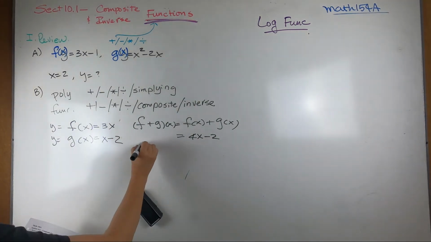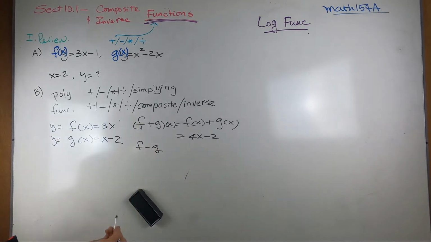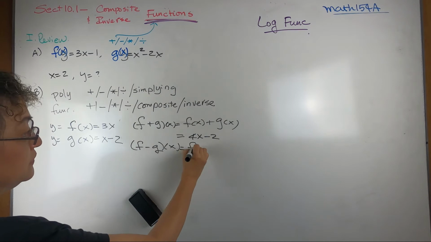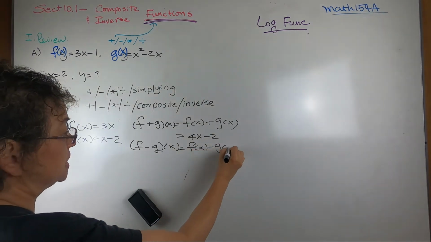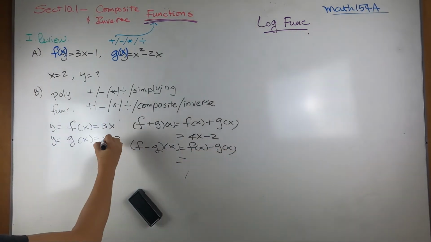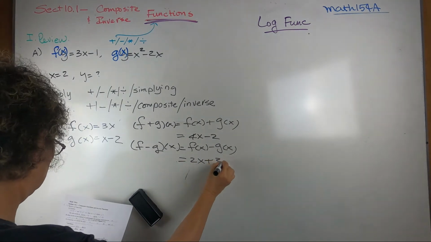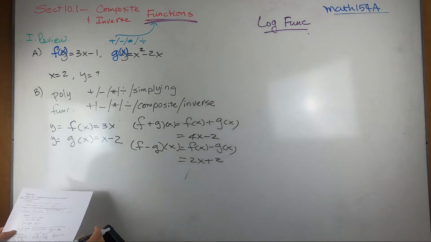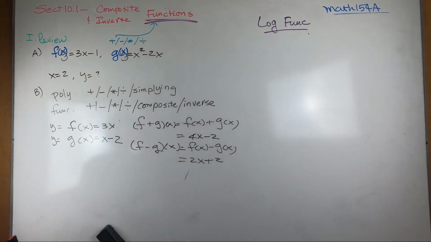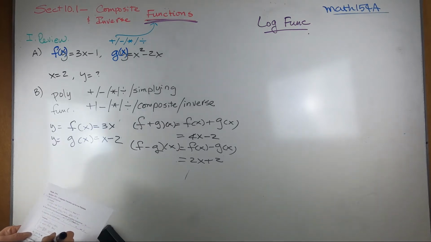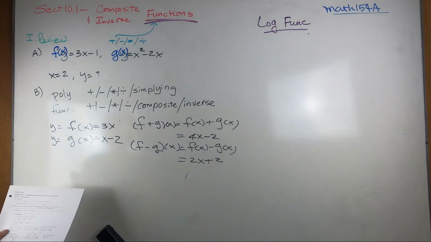Then if you want to subtract two functions, you just do f of x minus g of x. So that would be this minus that, which would be what? 2x plus 2, right? 3x minus x, okay, so that's plus 2 then.